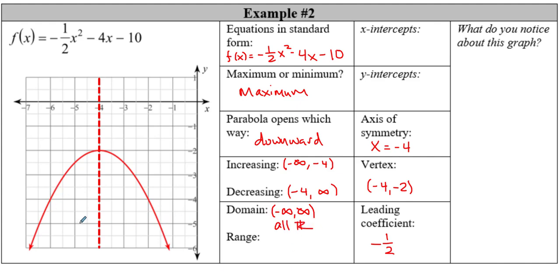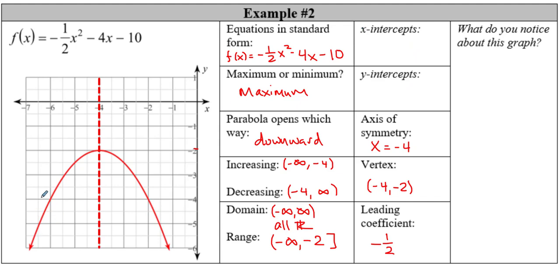Okay, and then remember our range, we go from bottom to top. So these arrows indicate it goes on forever. So we have all these values down here in the forever, going all the way up on our y-axis to this number right here. This is where the buck stops. So we are going from negative infinity all the way to -2, and since -2 is included, we are going to use that bracket.